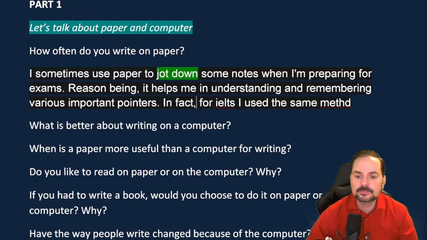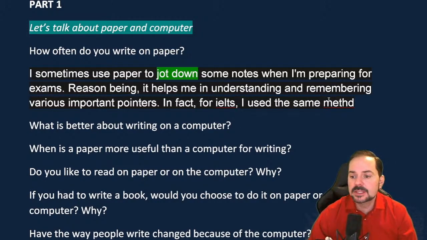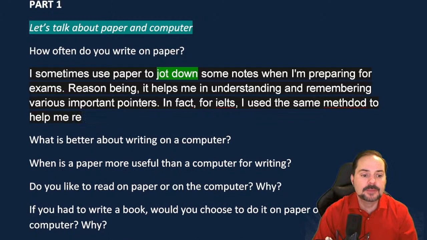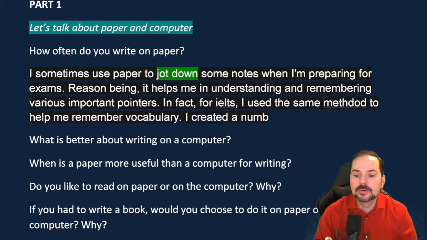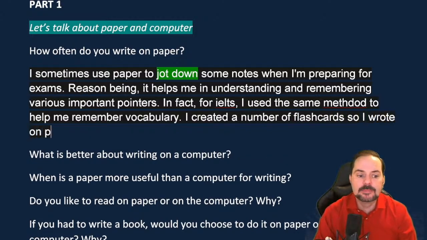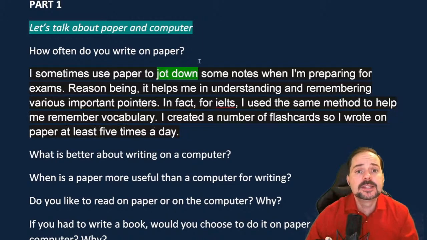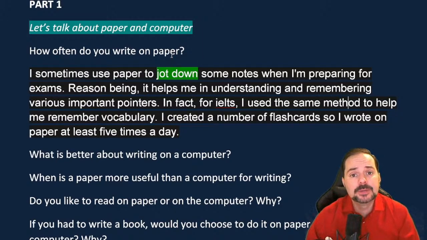In fact, for IELTS, I used the same method to help me remember vocabulary. I created a number of flashcards. So I wrote on paper at least 5 times a day. Okay, so just finishing off this sentence by Resto. Okay, and now this would be considered a Band 9 response as long as you're saying this nice and smooth. Okay. All right, everyone. So doing good.